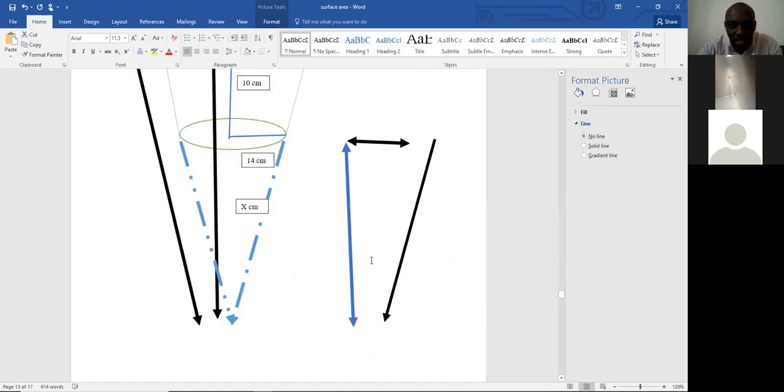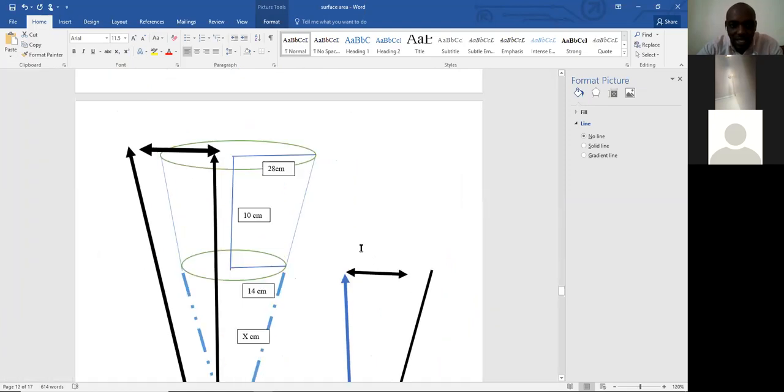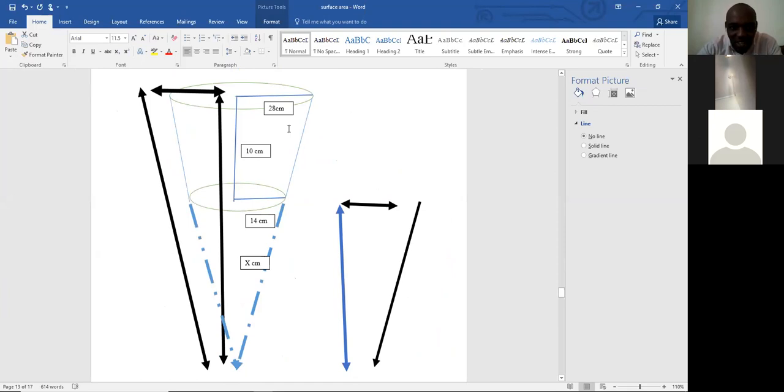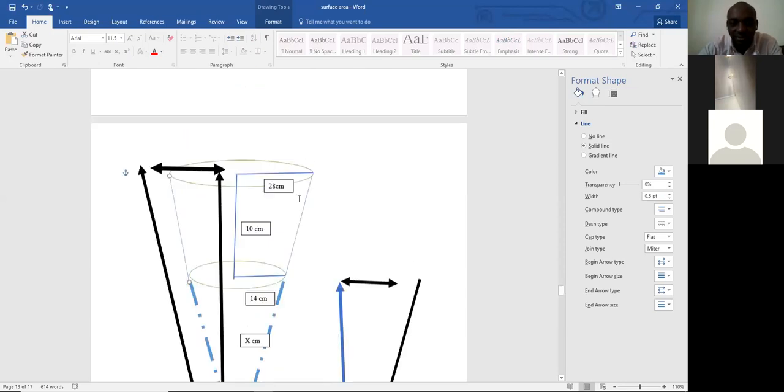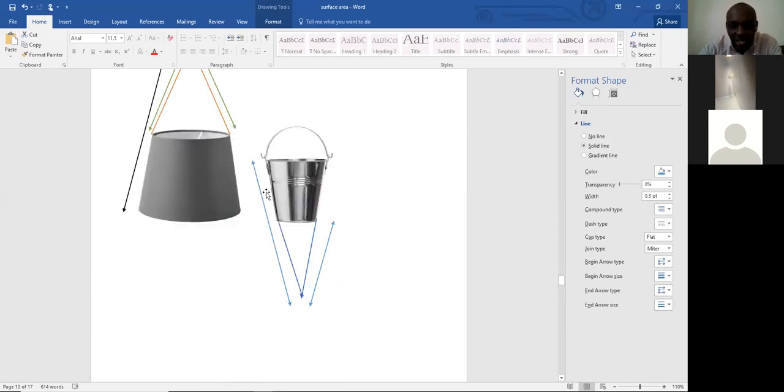this bucket that I was drawing here, pi RL is going to give us the curved surface area. Here, where is the painter? And my painter, let me see. So whatever I'm doing here, this is what I'm calling the curved surface area. In short, it is like this bucket here.